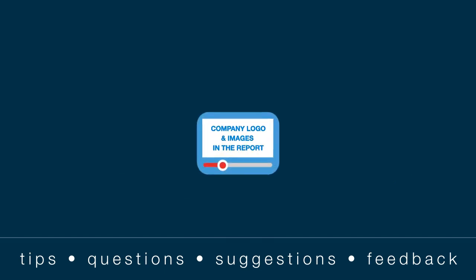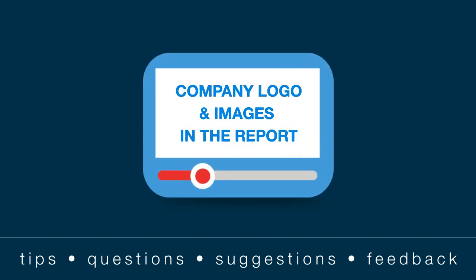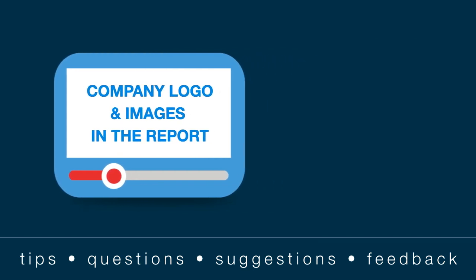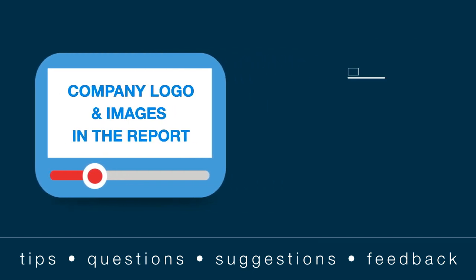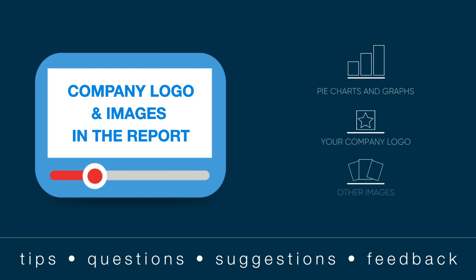In this episode, we will cover embedding company logos and images into reports. This new addition to ProPricer 9.4 allows you to embed visual data, such as pie charts and graphs, your company logo, and other images directly into your reports. This gives every report in ProPricer an extra degree of professionalism and customization.